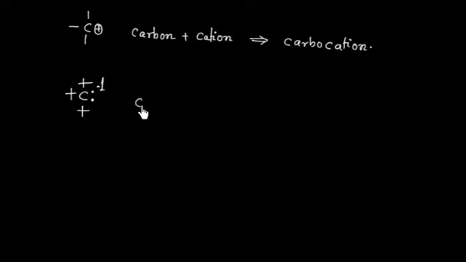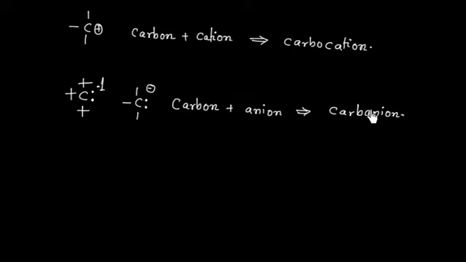So this kind of species in which carbon has a minus 1 formal charge is a carbon anion. But it is not called carbon anion, it is simply called carbanion. So this species is called carbanion. Are you getting or not? So this species is called carbanion.